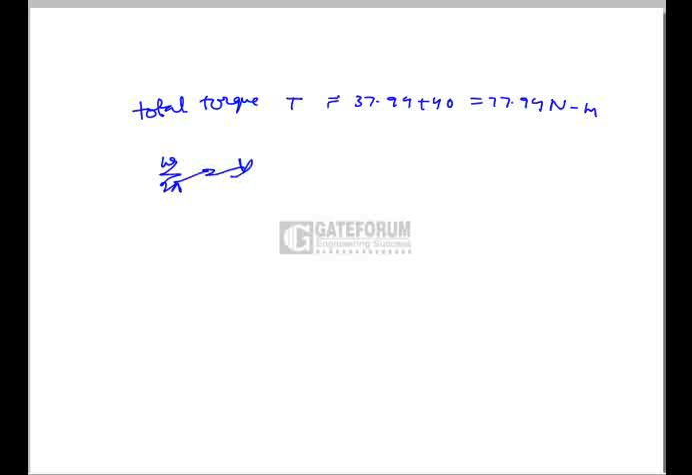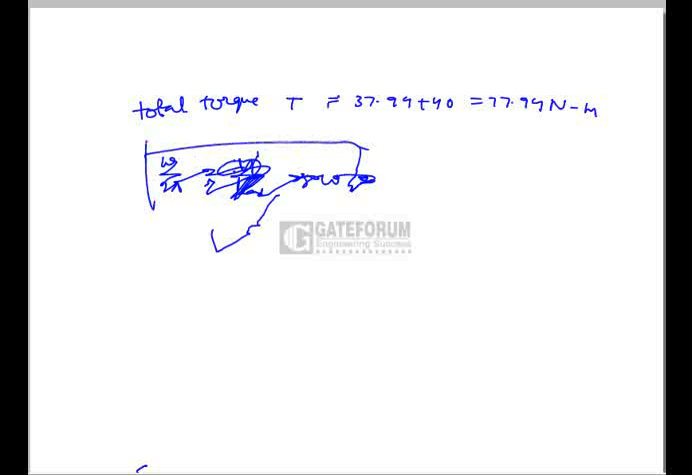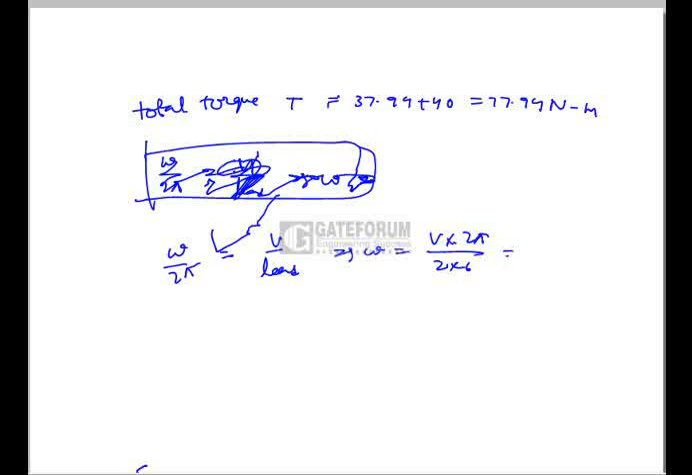Now the total torque T is equal to 37.941 plus 40, which is equal to 77.941 Newton meter. And here omega comes from the formula omega by 2 pi is equal to V by lead, so omega is equal to V into 2 pi by lead, that is 48 into 2 pi by 2 into 6, which gives a value of 25.13 radians per second.